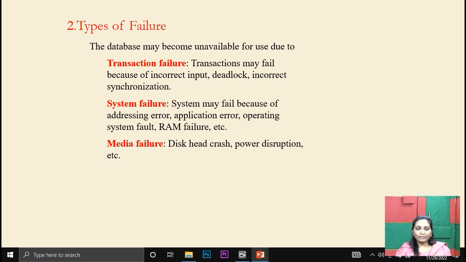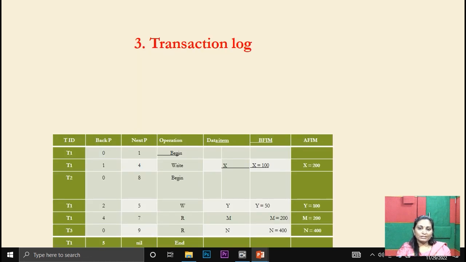And next is media failure. What is media failure? If the disk head crashes or there is power disruption, if the power is off, then media failure will occur. Next, this is where the transaction log comes in.